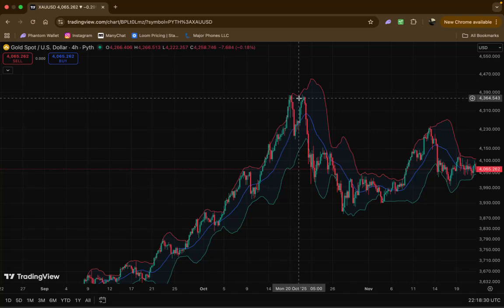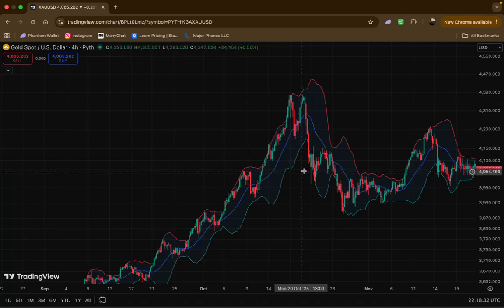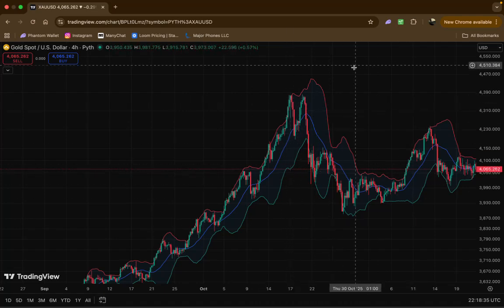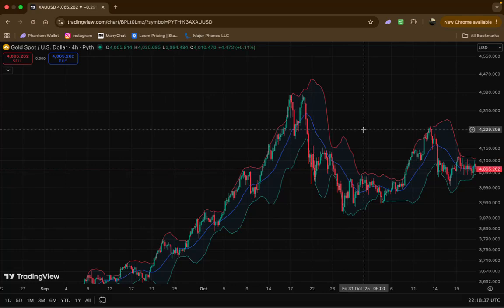So this is why clean chart reading is so powerful. This is why you don't generally need 100 different indicators slapped onto your chart. You don't need indicators to tell you what's already happening.